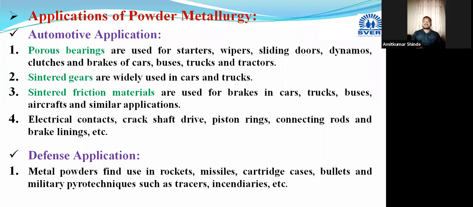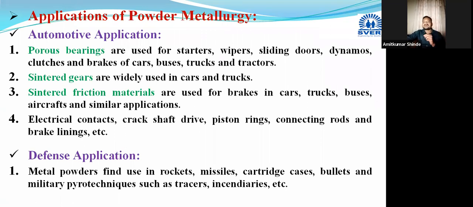In the automobile field or automotive applications, from powder metallurgy we manufacture different components. Like suppose we have manufactured a self lubricating bearing. That self lubricating bearing or porous bearing is used in the different starters, wipers of vehicles, sliding doors present in the vehicle, then dynamos, clutches and brakes of cars, buses, trucks, or tractors. In these clutches or brakes of vehicles, a porous bearing is used. It is also known as a self-lubricating bearing.